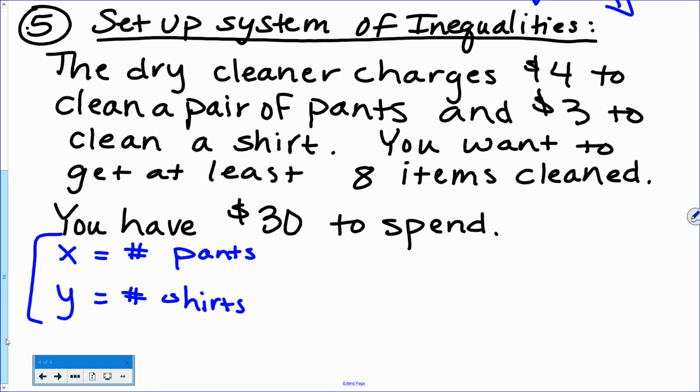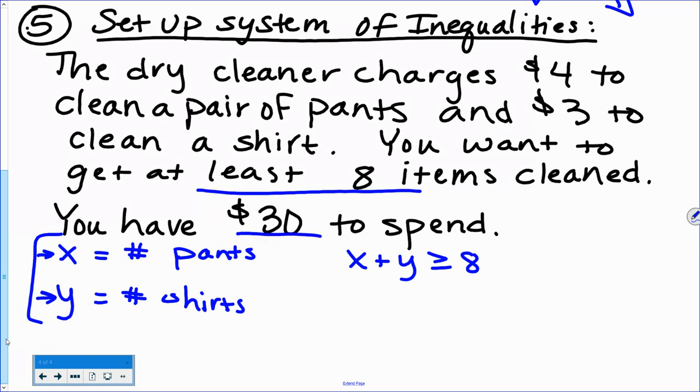All right, so we know we have at least 8 items to get cleaned. So we have an X amount of pants and a Y amount of shirts. Those together need to be at least 8. So 8's the smallest we could do, so that means greater than or equal to 8 would represent at least 8. Okay? The other restriction that we have is there's only $30 that we can spend. So we can't go over $30.